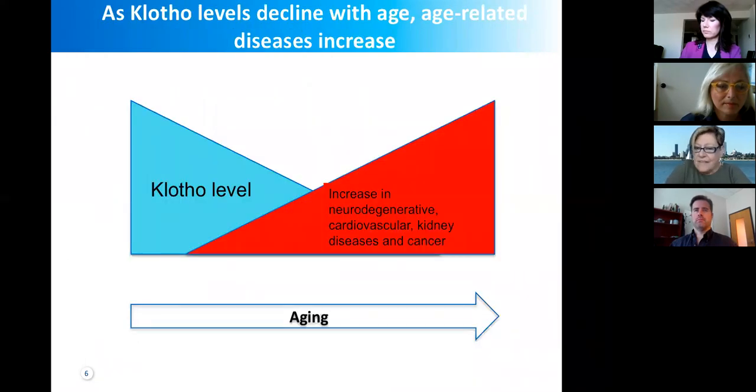And we discovered in the brain, and others discovered in other organs, that Klotho levels are downregulated as a function of age. At the same time, we see an increase in neurodegenerative diseases, cardiovascular diseases, kidney diseases, and cancer. In all of these conditions, Klotho plays a very, very important role. But today I will focus, of course, on neurodegeneration. I will not talk about kidney or cancer.